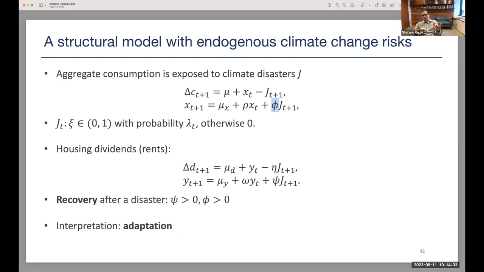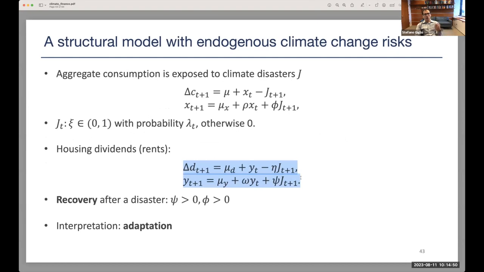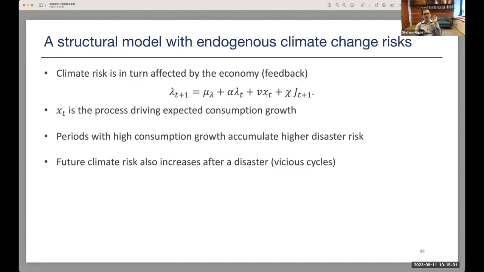Okay, why do we need this? Because otherwise you don't generate the decline in the housing term premium discount. And housing rents or dividends follow the same process. Okay, so this is the economic side. The disaster is the climate disaster. That's the only risk in this economy. Like in the Barro model, we ignore the normal risk, which is irrelevant. So there is only disaster risk, and then later on we add the part of the climate.